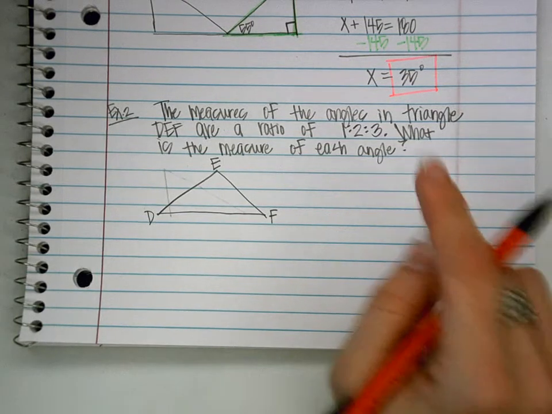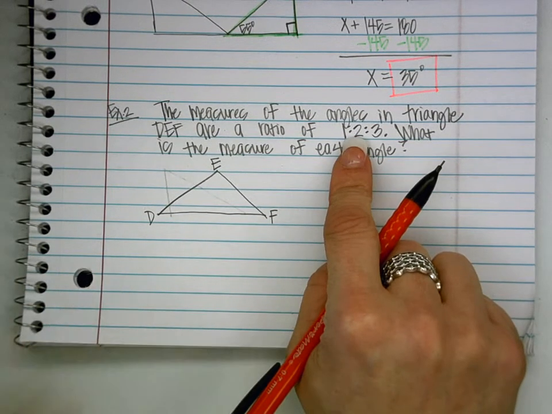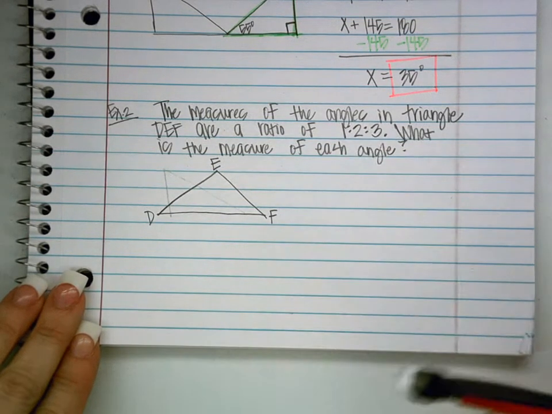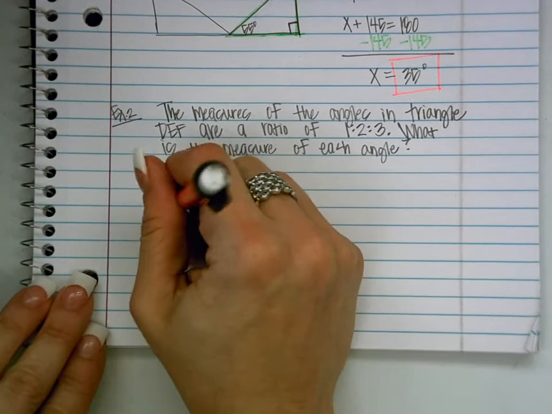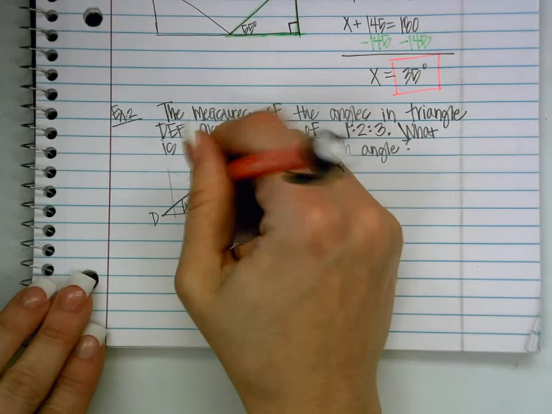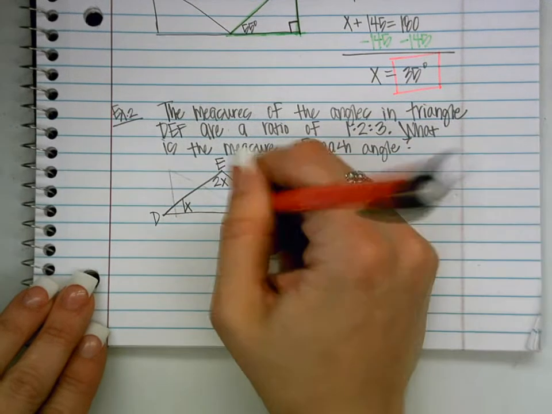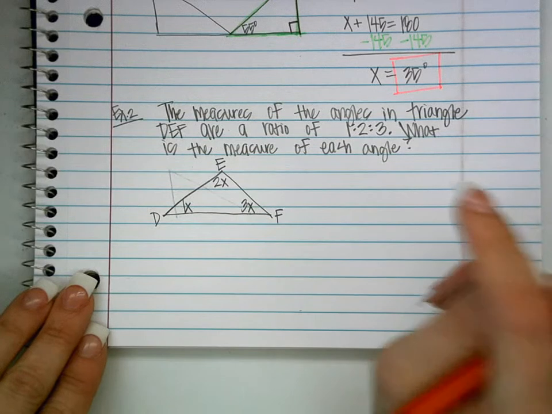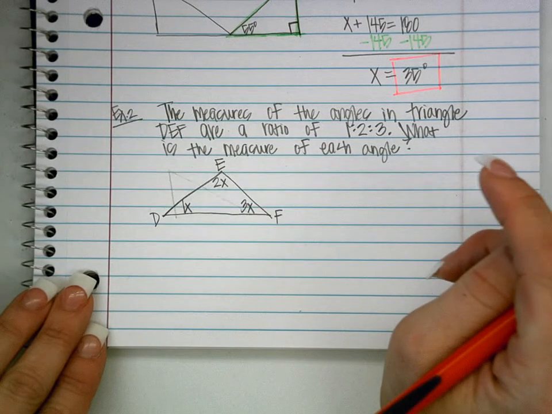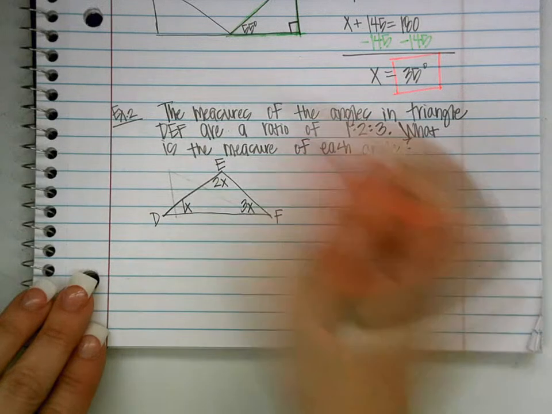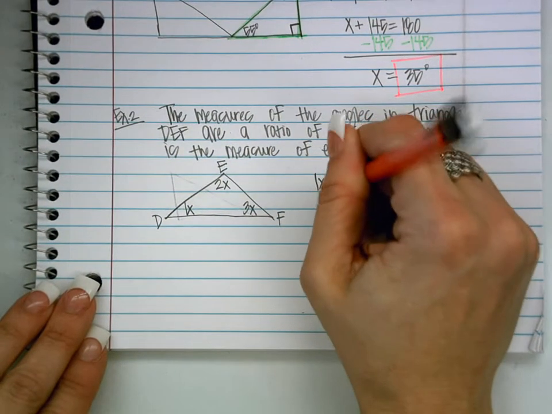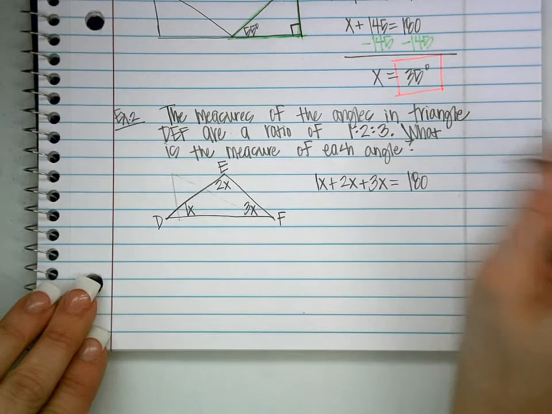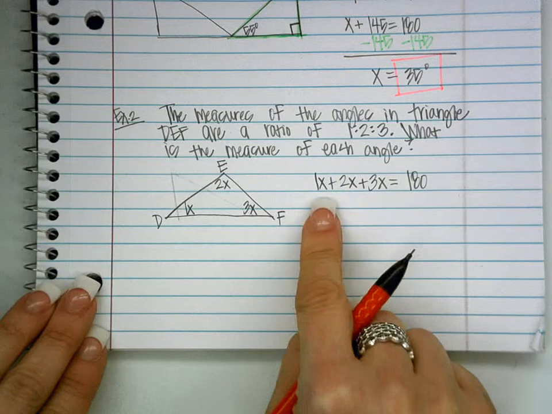So then, if it says that the ratio is 1 to 2 to 3, what you do with that is put in some x's. One corner gets a 1x. Another corner gets a 2x. And the last corner gets a 3x. Then what do you know that all of them added together will equal? 180. So we're going to add them all up. 1x plus 2x plus 3x equals 180. Combine your like terms. So what's 1x plus 2x plus 3x?